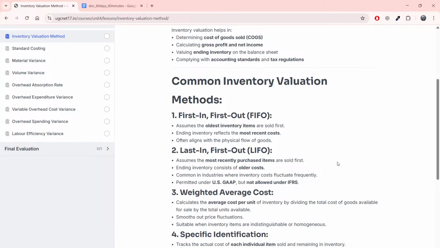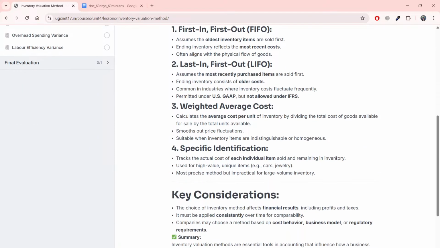Weighted average calculates the average cost per unit of inventory by dividing the total cost of goods available for sale by the total units available. It smooths out price fluctuations, suitable when inventory items are indistinguishable or homogeneous. Specific identification tracks the actual cost of each individual item sold and remaining in inventory, used for high value unique items. Most precise method but impractical for large volume inventory.